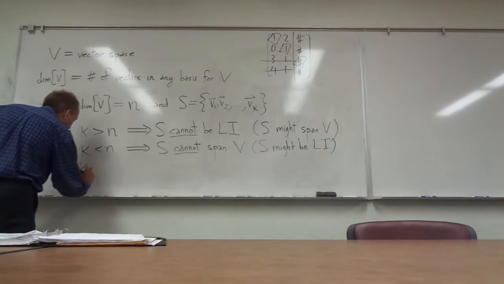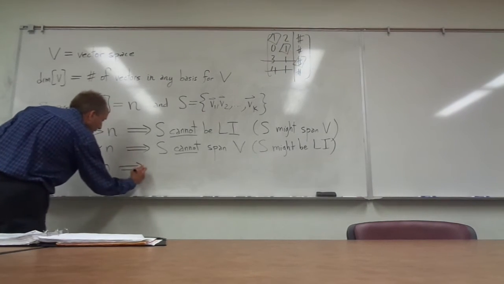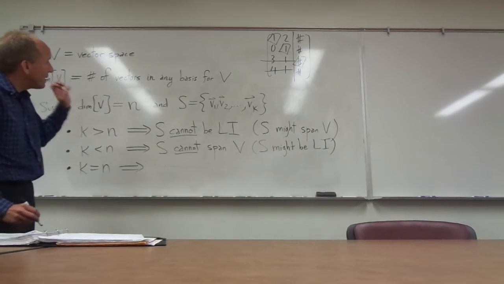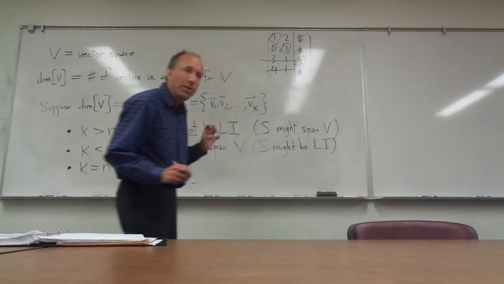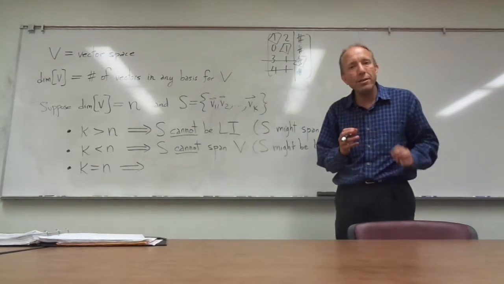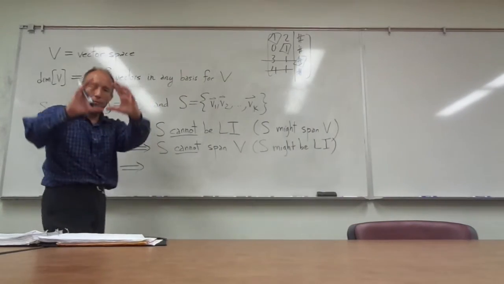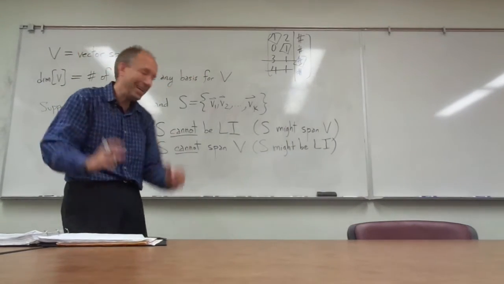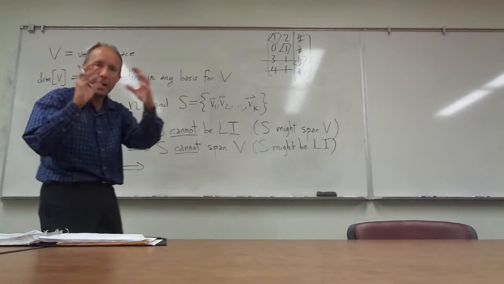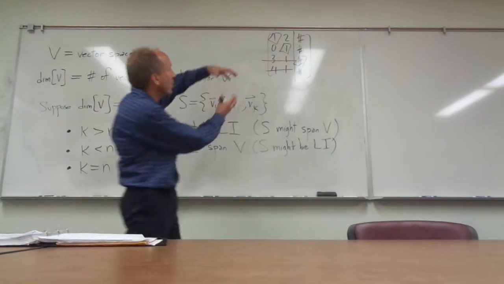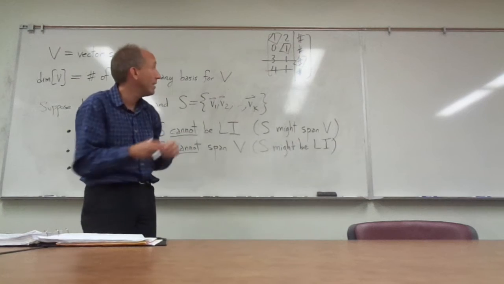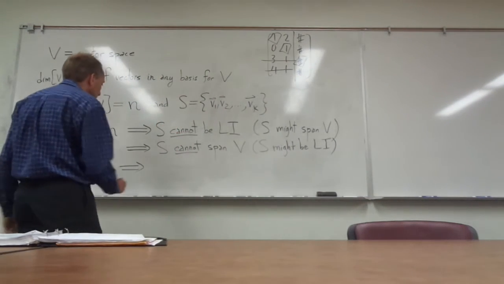Finally, if k equals n, what if I give you exactly the right number of vectors? Are they guaranteed to be a basis? No, they're not. In fact, we can form that square matrix. If k is equal to n, we're going to get a nice square matrix. It's not going to be tall and skinny. It's not going to be wide and fat. It's going to be exactly a square matrix.